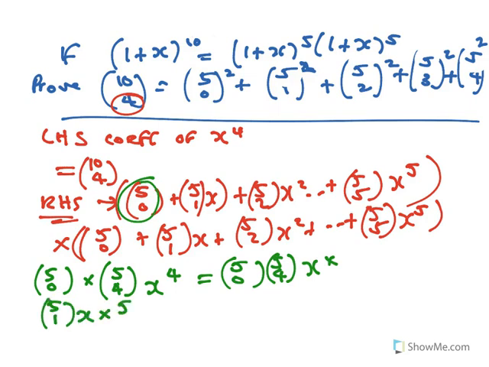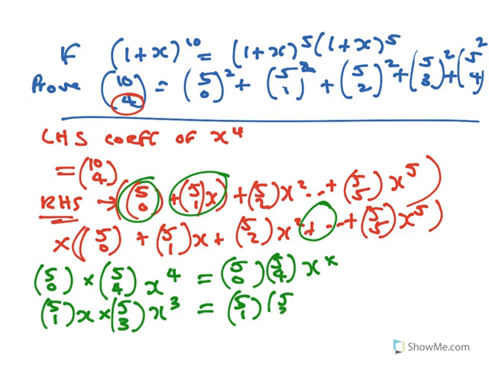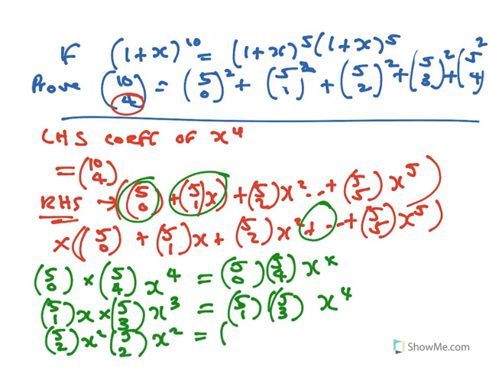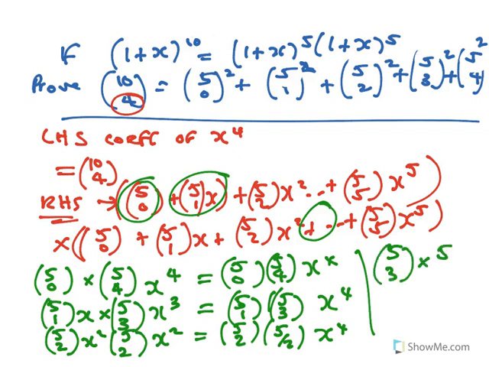5C1 x times 5C3 x^3 makes x^4, so you go 5C1 5C3, and that will give you an x^4. Then 5C2 would go with 5C2, and that would give you an x^4. The other ones are 5C3, which will go with 5C1, and then 5C4, which would go with 5C0.